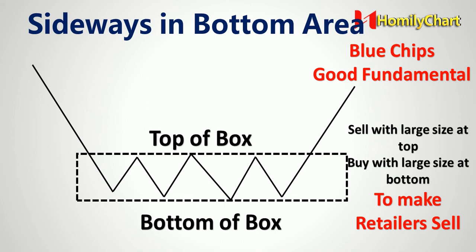Okay? Sell in large size at the top, buy in large size at the bottom. So we see here, if the stock is sideways during this period, here you buy, here you sell, here you buy, here you sell. Okay? If the price falls below the bottom of the box, you should sell. If the price breaks out of the top of the box, you can buy, okay? So to make retailers sell. If you see a pattern like this, this is the strong stock pattern, okay?